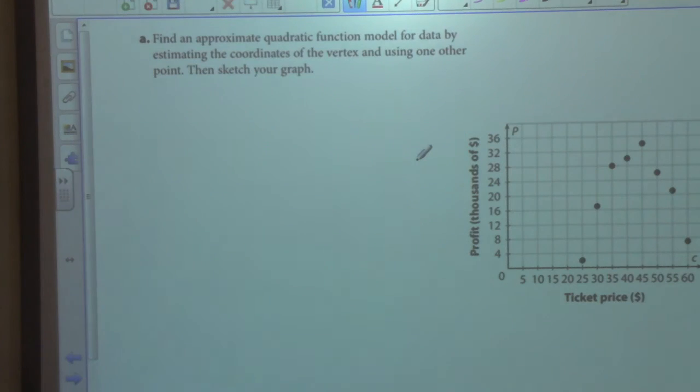We'll just see what happens. And we're going to compare it with the quadratic regression graph too. See what that looks like.